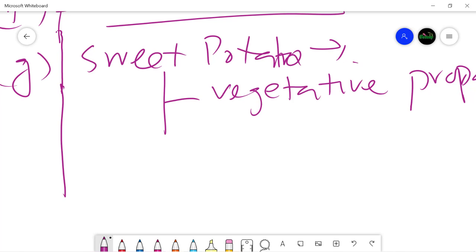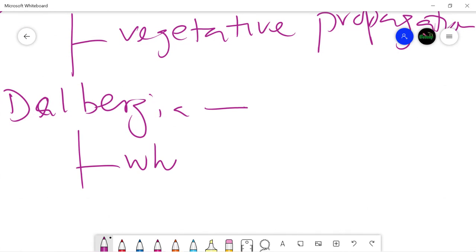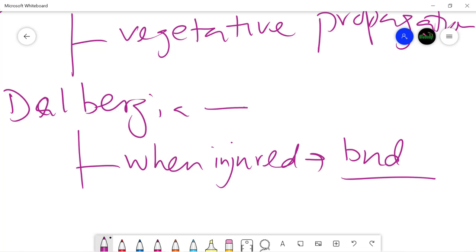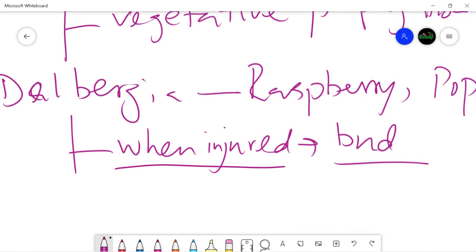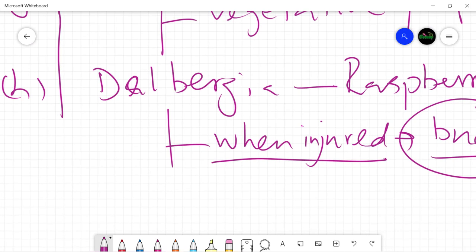And also certain roots of certain plants like Dalbergia. These roots, when injured, produce buds, and those buds develop into new plants. So they can also act as organs for vegetative reproduction or vegetative propagation. Dalbergia is one example. Others are raspberry and poplar. So all these plants develop buds when their roots are injured, and those buds produce new plants or plantlets which can be grown as individual plants.